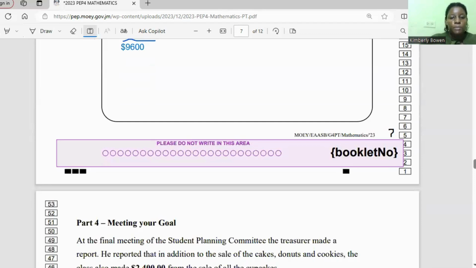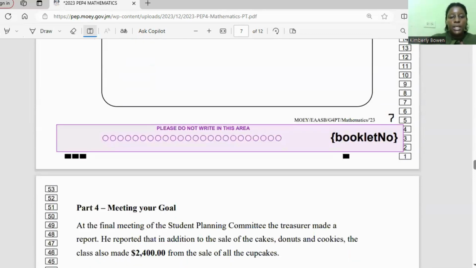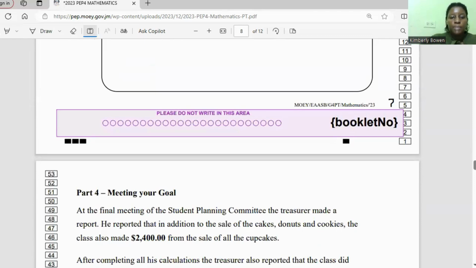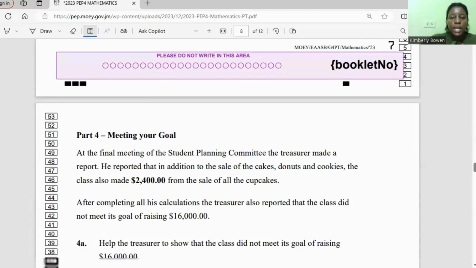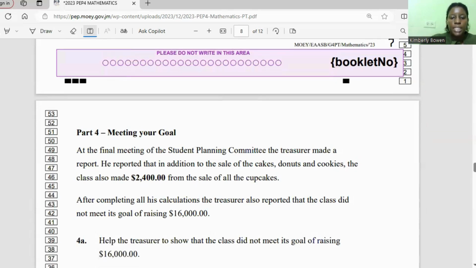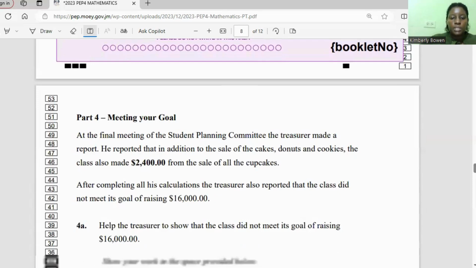All right, now we're on to part 4, meeting your goal. At the final meeting of the student planning committee, the treasurer made a report. He reported that in addition to the sale of the cakes, donuts, and cookies, the class also made $2,400 from the sale of all the cupcakes. After completing his calculations, the treasurer also reported that the class did not meet its goal of raising $16,000. Help the treasurer to show that the class did not meet this goal of raising $16,000.